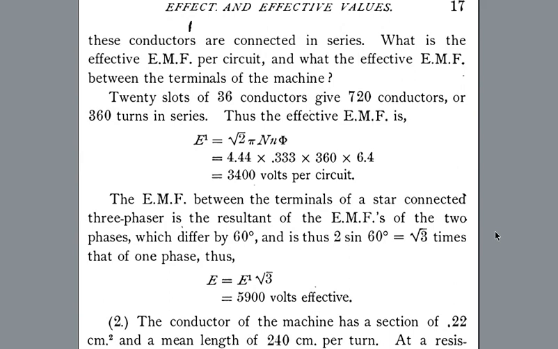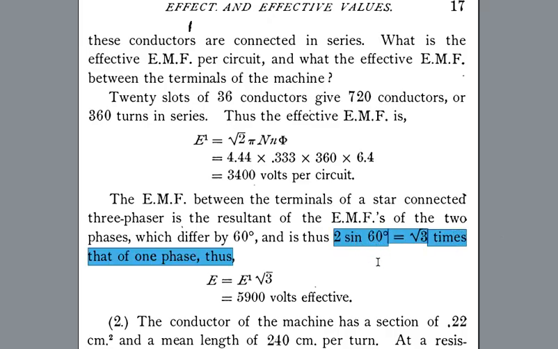The electromotive force between the terminals of a star-connected three-phaser is the resultant of the electromotive forces of the two phases, which differ by 60 degrees, and is thus 2 sine 60 equals square root 3 times that of one phase. Thus E equals E1 times square root 3 equals 5,900 volts effective.